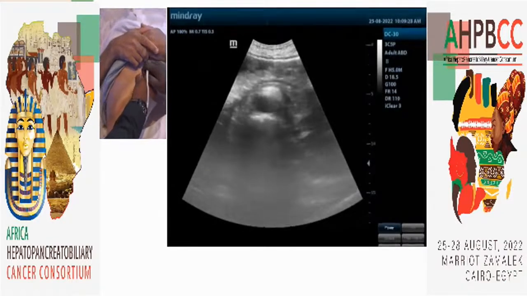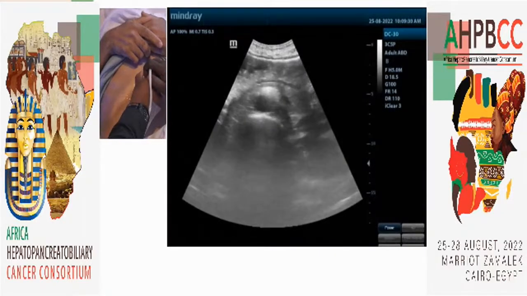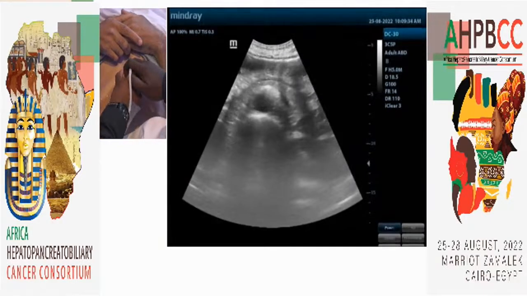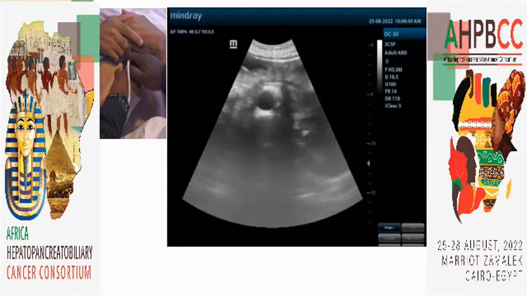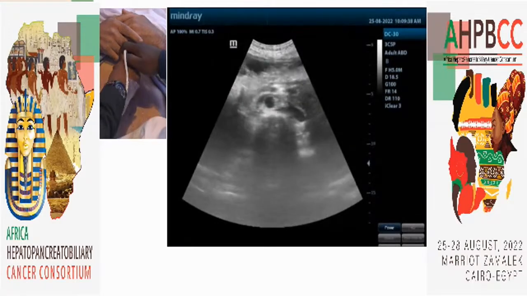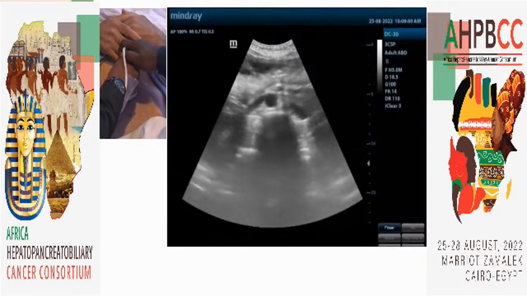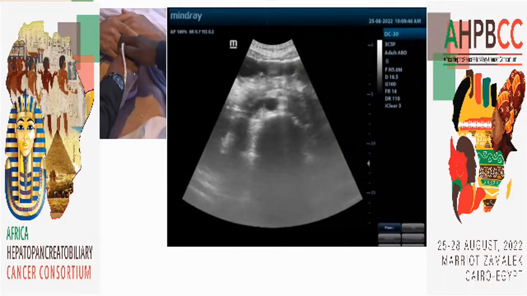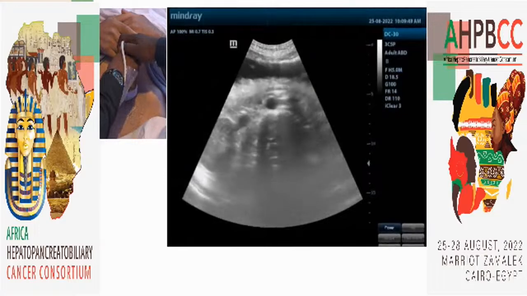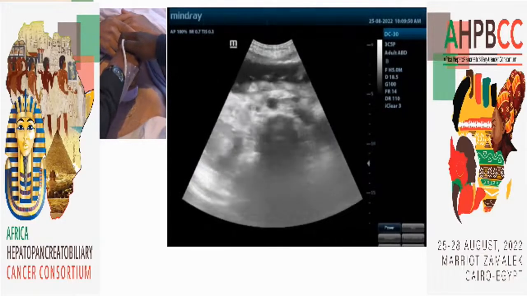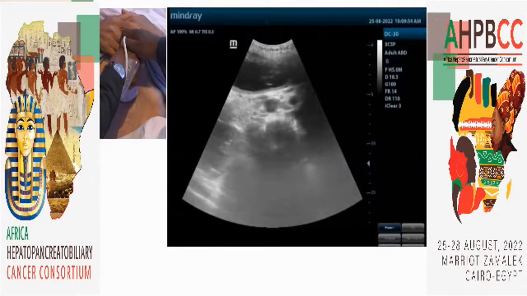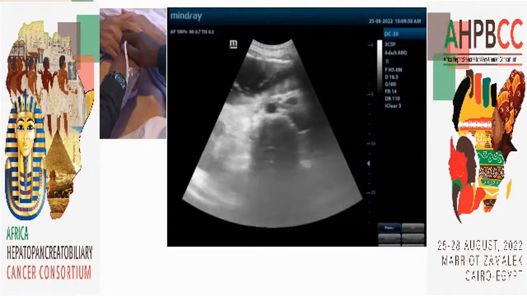So can you see the pancreas? Okay, good. So you can tilt down all the way, and now you can even see the IVC and the aorta all the way down. And then you can tilt up gradually.